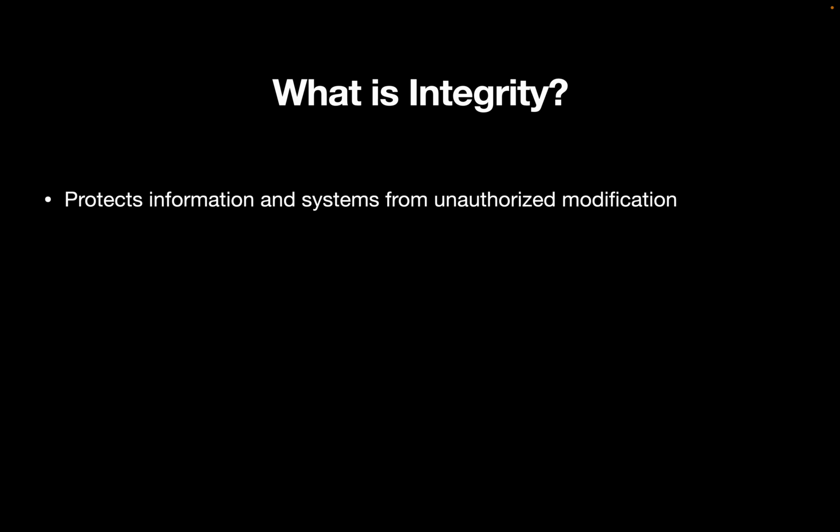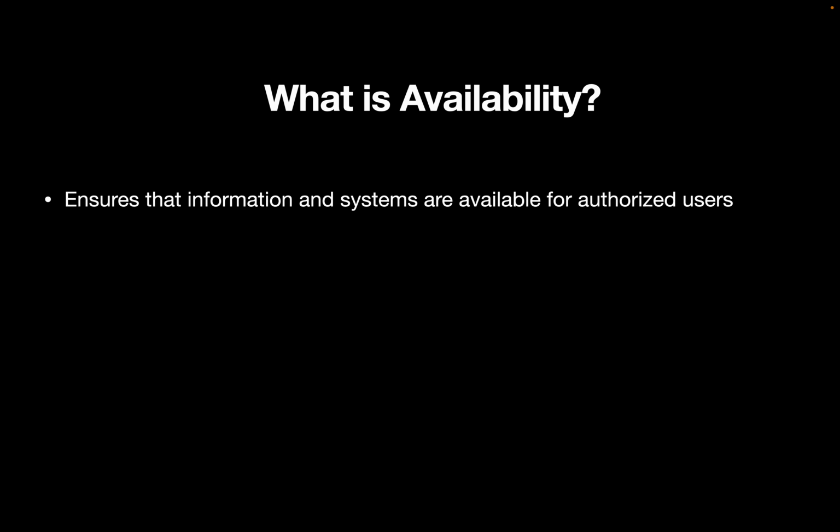Now we're going to discuss the third and final security principle in the CIA Triad. And the third and final principle is called availability. Availability states that all individuals that are authorized to access the information are able to do so.